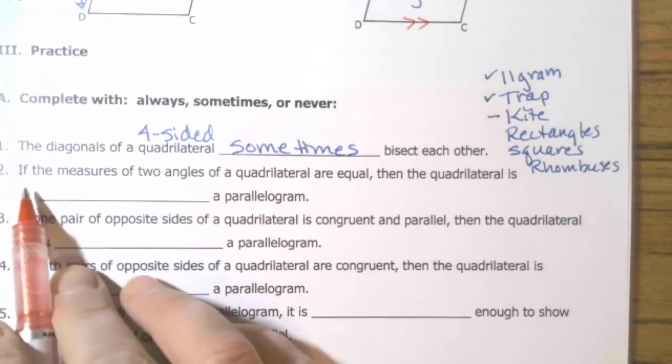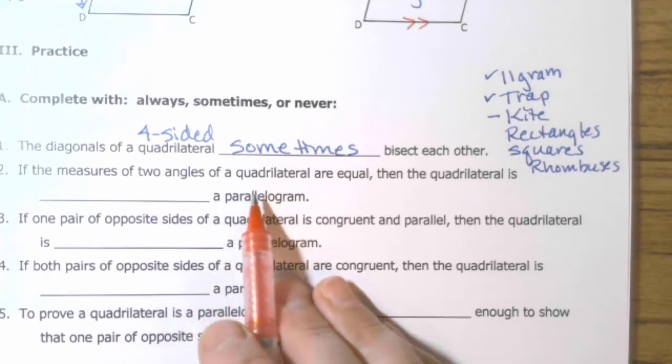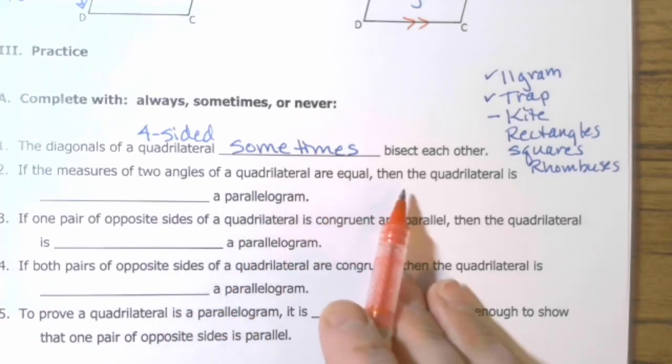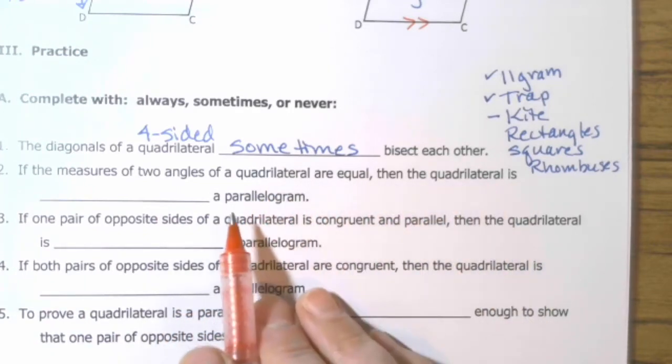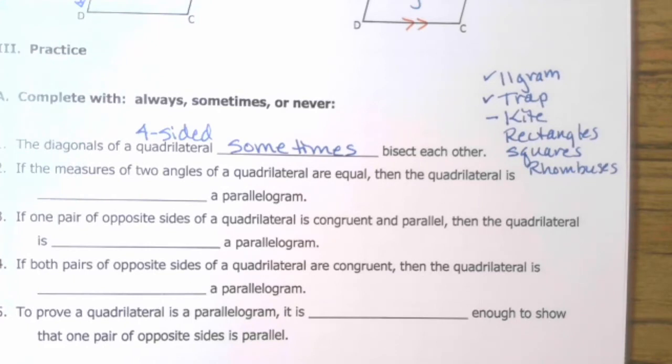Okay, number 2. If the measures of two angles of a quadrilateral are equal, then the quadrilateral is blank a parallelogram. So it doesn't say which two angles. It just says the measures of two angles. So it could be 2 or it could be 4. So the question is, is it always a parallelogram? Is it sometimes a parallelogram? Is it never a parallelogram?